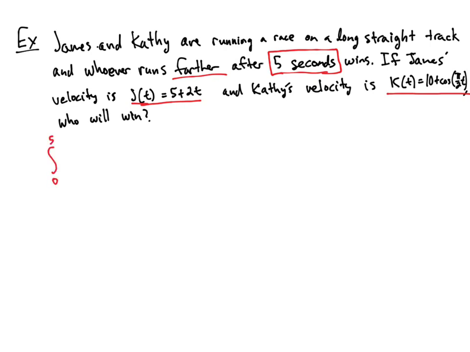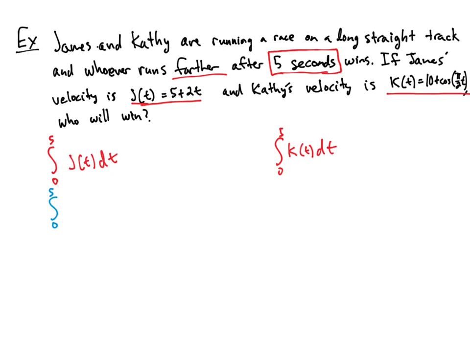So for James, from 0 to 5 seconds, we want to find the antiderivative of j of t. And then for Kathy, we're going to do the same thing. Okay, so all we're going to do is evaluate each of these definite integrals for the particular function, and then see which value is greater. So I'll set these up.